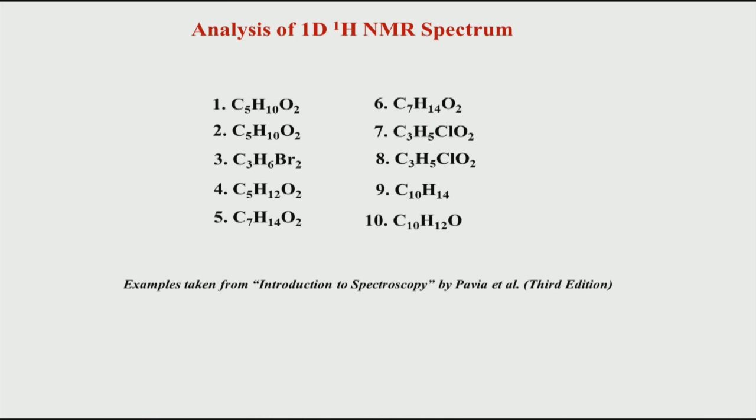These are the 10 compounds which we will go through one by one, because this will reveal different intricacies and different types of data possible. All of these examples have been taken from the book Introduction to Spectroscopy by Pavia, where the actual spectra have been shown, but we are not going to see actual spectra here. We will only look at schematic drawings of the spectra. So, let us start with the first compound.